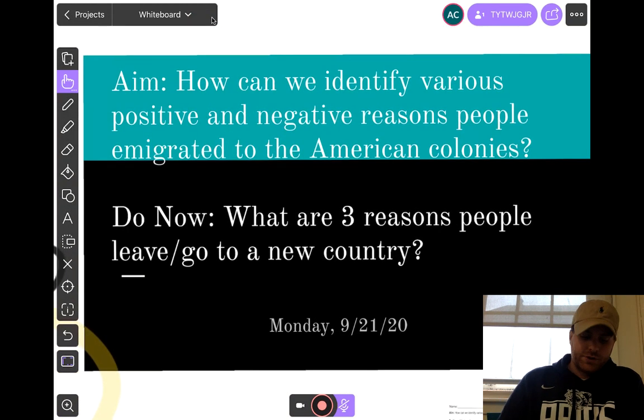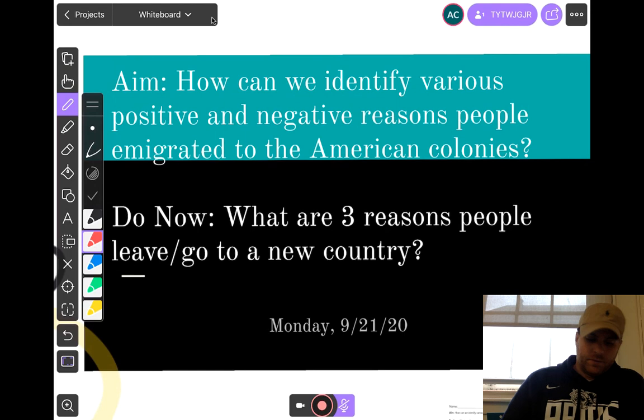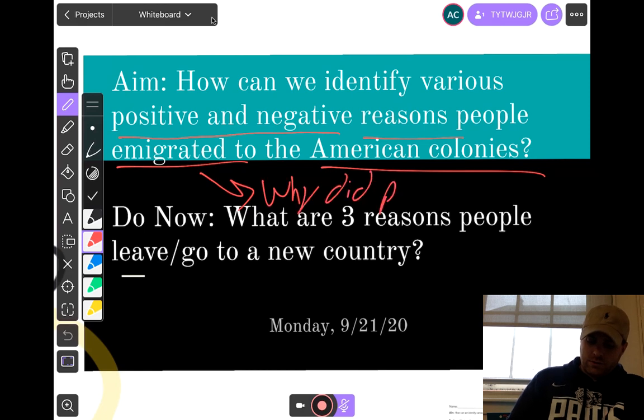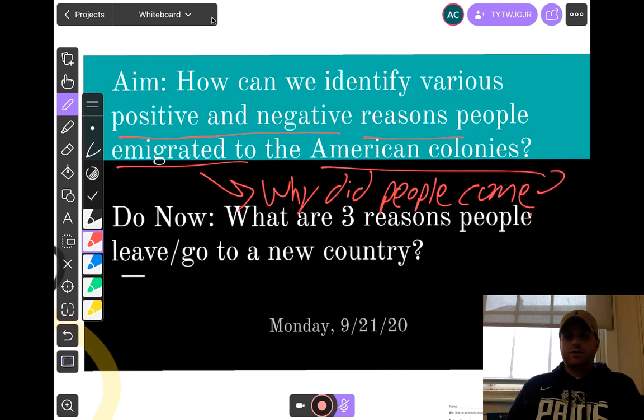So starting off, we have our aim and do now. Our aim: how can we identify various positive and negative reasons people emigrated to the American colonies? So why did people come to the colonies? That's really our main question today. Why did various groups from various regions arrive in the American colonies? And we're already identifying that some are going to be positive reasons, some are going to be negative. So that's what we're trying to figure out today.